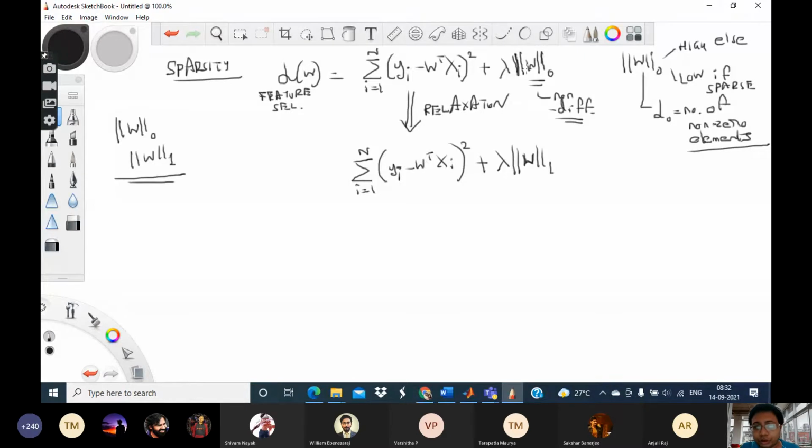Solving the original problem, as I said, is difficult because you cannot apply any of the known optimization algorithms, so what you do is you relax it to this problem, and this you will be able to solve. The W which you will get will have such a property that most of its elements will be close to zero.